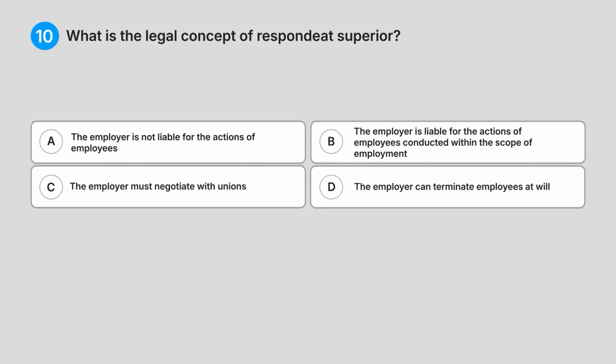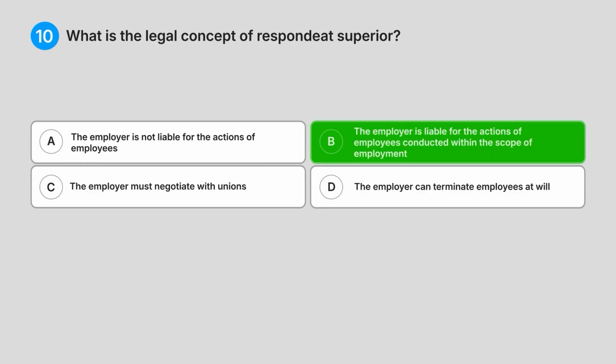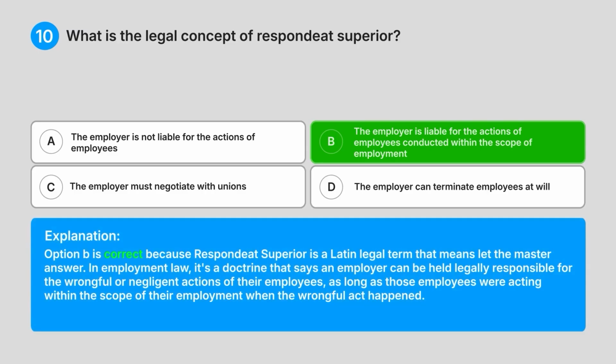Correct answer. B. The employer is liable for the actions of employees conducted within the scope of employment. Explanation. Option B is correct because respondeat superior is a Latin legal term that means let the master answer. In employment law, it's a doctrine that says an employer can be held legally responsible for the wrongful or negligent actions of their employees, as long as those employees were acting within the scope of their employment when the wrongful act happened.